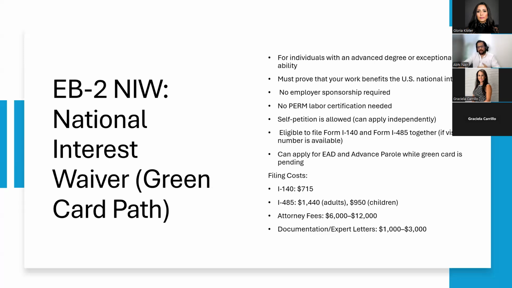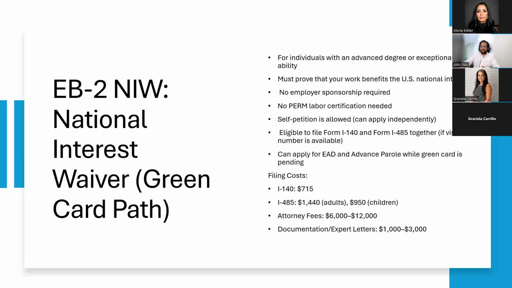It is a pathway that allows us to self-petition for a green card, meaning we don't need employer sponsorship or the traditional labor certification process. Instead, we show that the work we do serves the US national interest. For most of us in fields like engineering, public health, energy, infrastructure, and tech, that is not a stretch. We are already working on projects that matter. The process begins with filing the I-140 petition. If a visa number is available, we can also file the I-485 green card application together, which means we get an EAD, work authorization, and advance parole, travel permission, while waiting for the approval.